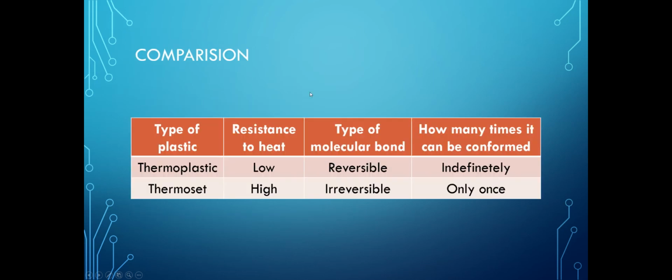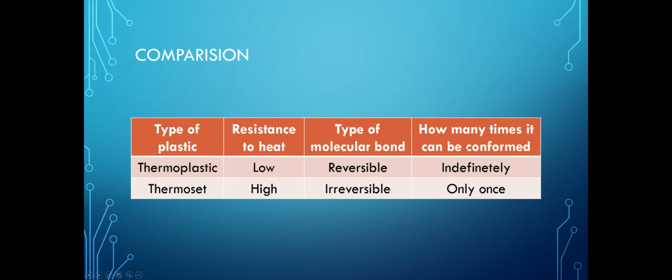And now let's see both of them by comparison. So, resistance to heat. Thermoplastic has low resistance to heat because of its molecular structure without irreversible bonds, while thermosets have high resistance to heat because of their irreversible molecular bonds. The type of molecular bonds, as I said, is reversible for thermoplastic, but irreversible for thermoset.